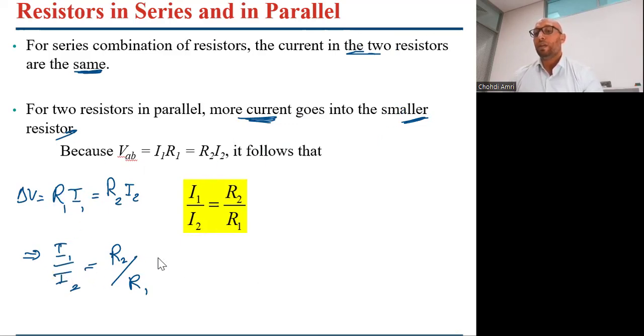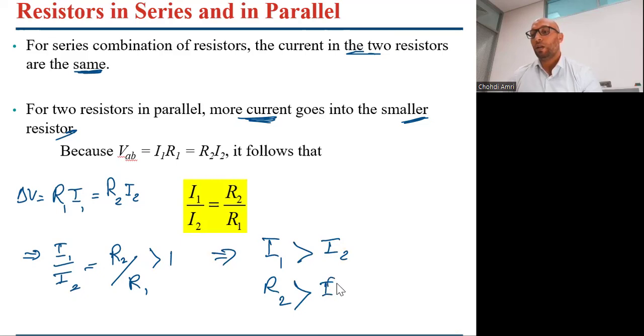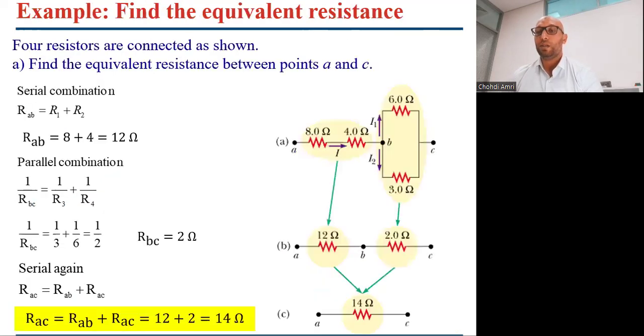Okay, if this is greater than 1, that means I1 is higher than I2. In this case, R2 must be greater than R1. So when we talk about the higher current, that means we talk about the lowest resistance. When we talk about the lowest current, that means we talk about the highest resistance. Okay, let's move to some applications.